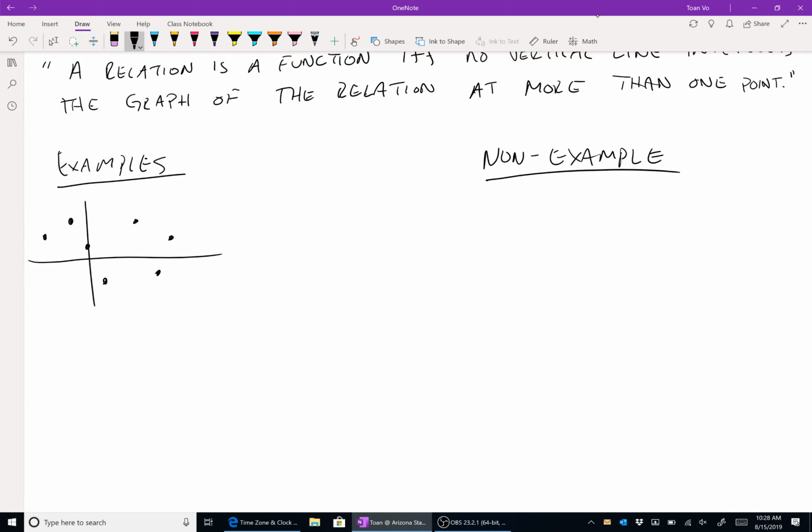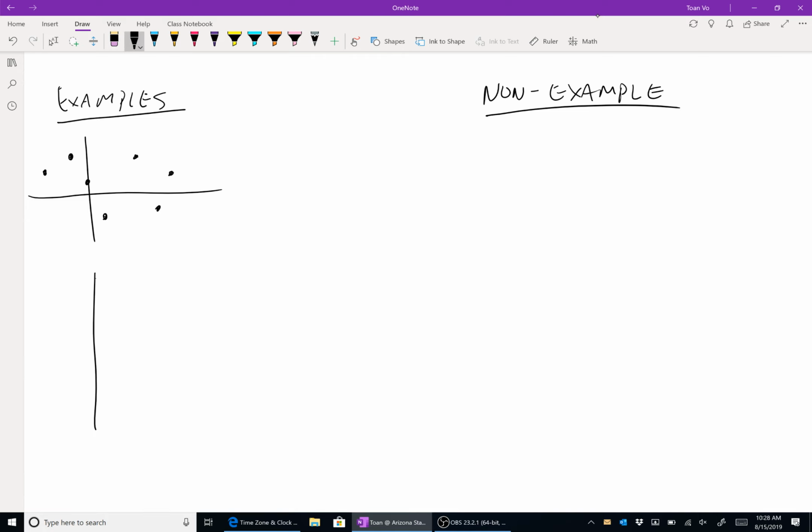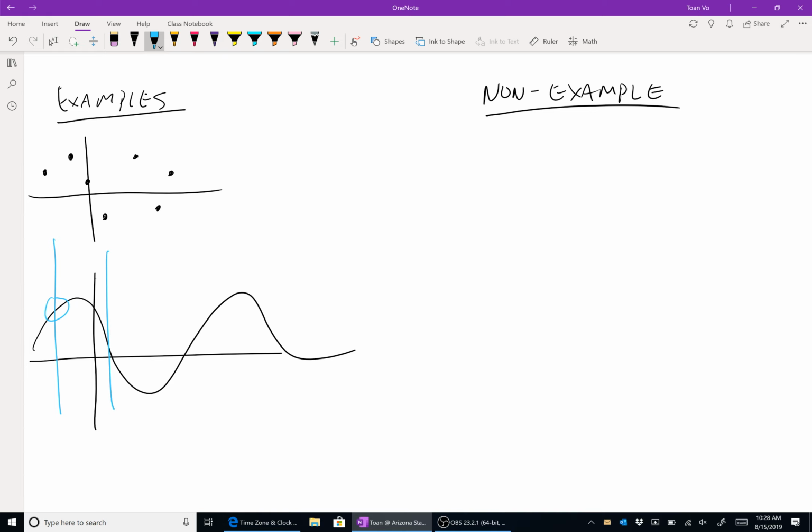It works if your graph is spotted or scattered like this, or if you have a smooth graph, like some squiggle graph. Let's say you have this squiggle graph here. Even in the squiggle graph, the idea is that no matter what vertical line you draw, you can draw vertical lines anywhere you want. It's only going to cross the graph at most one time.